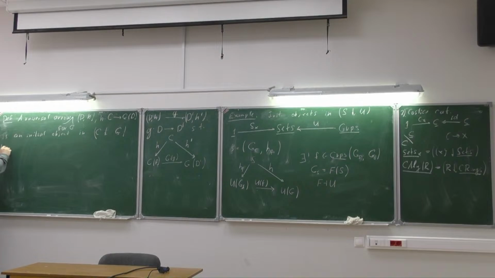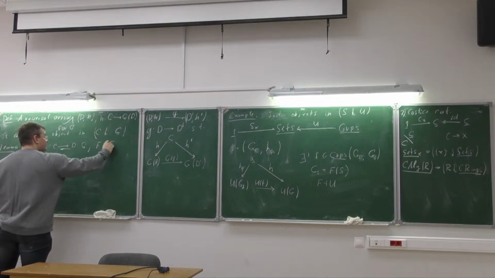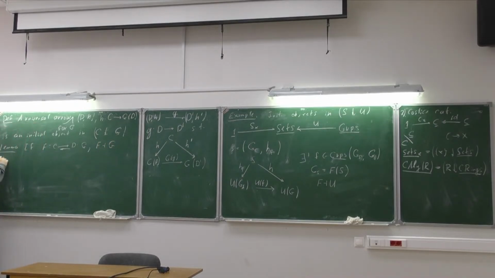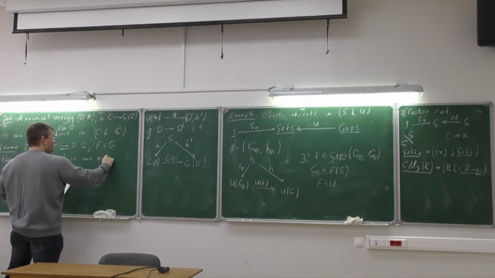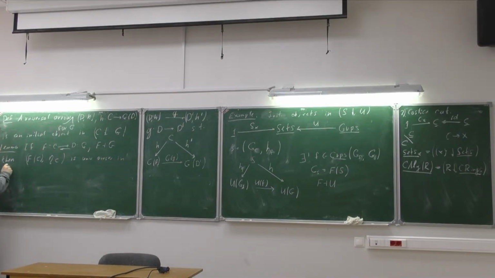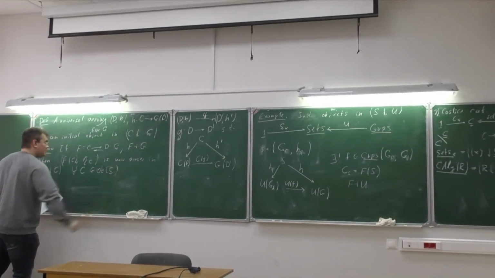So lemma. Suppose we have two functors, F from C to D, G a functor in the other direction, and F is left adjoint to G. Then F of C, eta sub C, is a universal arrow in the comma category C, G. And that is true for any object C in the category C.